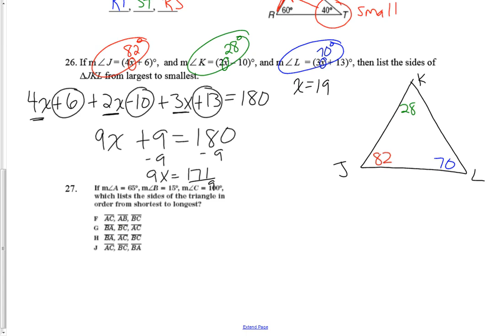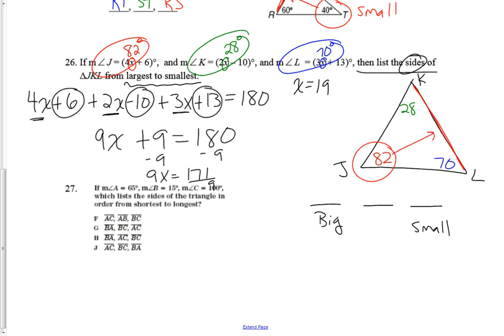Now I need to reread the question and figure out what I am trying to do. I want to list the sides in order from largest to smallest. So I want the biggest side first, then the middle side, and then the smallest side. So to find the biggest side, I need to find the biggest angle. I start with the biggest angle, and across from the biggest angle is the biggest side. This side is called KL.